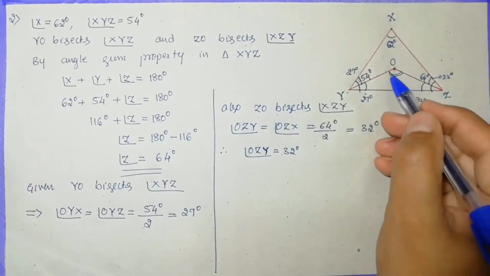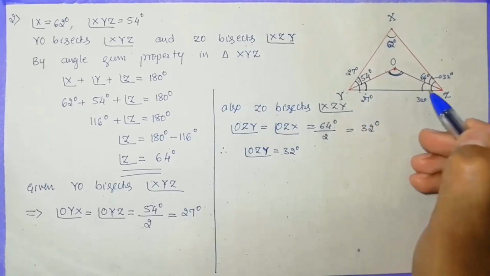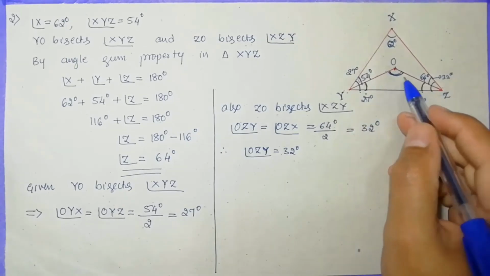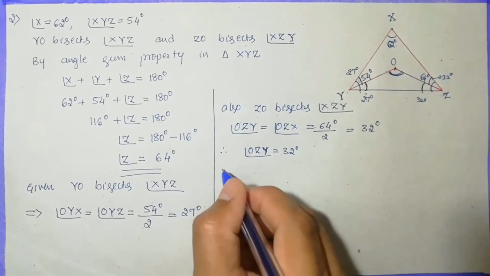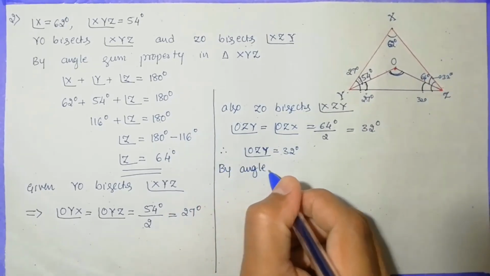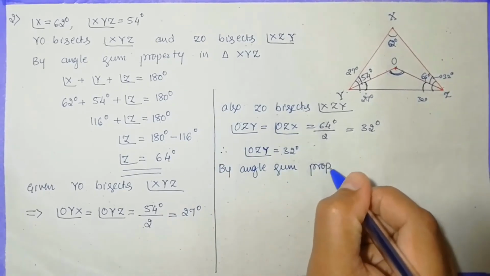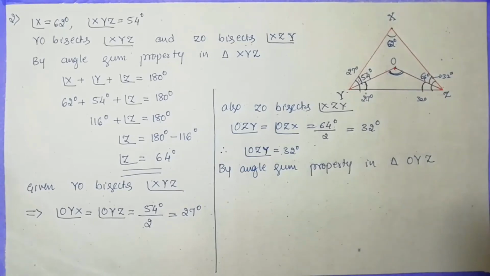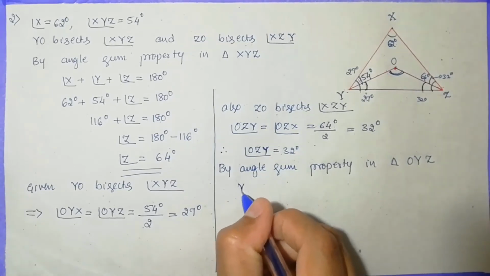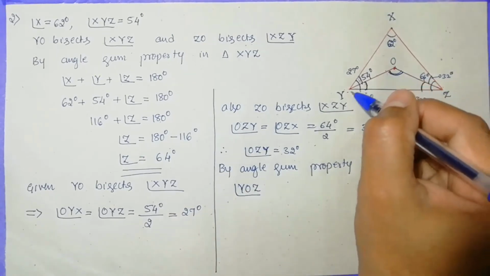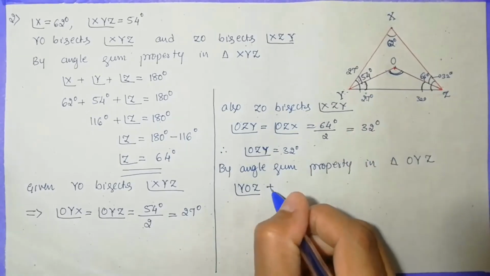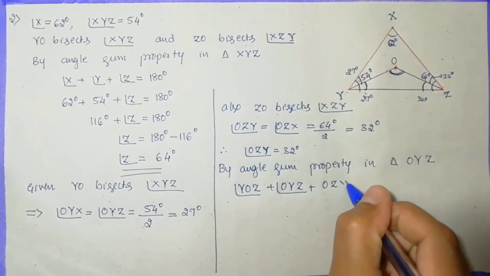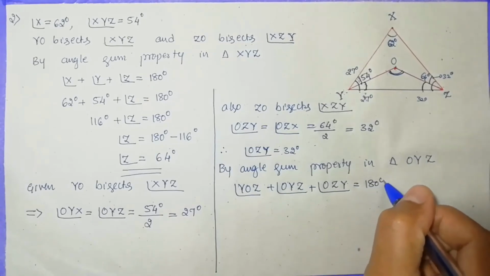OYZ is also a triangle. Okay, so look at the three angles of this triangle. This is one angle, second angle, and third angle. This angle and this angle are already known to you. This is 27 degrees, this is 32 degrees. So now by using angle sum property you can find this angle. By angle sum property, in triangle OYZ, we get angle YOZ, next OYZ, next this angle OZY, should be equal to 180 degrees.